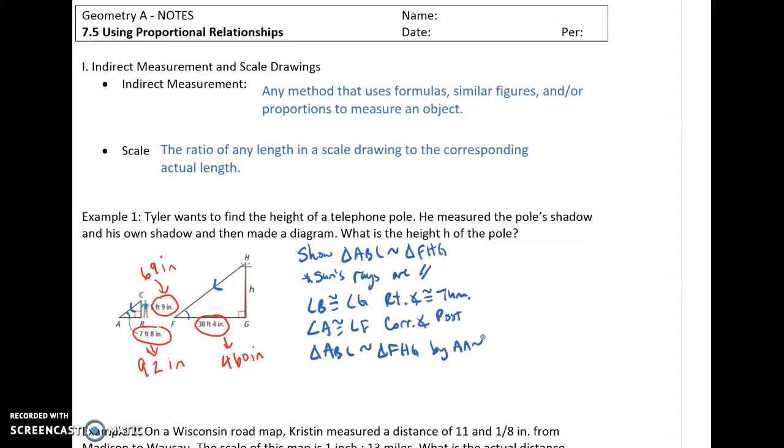Again, it's because I didn't see keywords like scale, model, or similar in the problem. If I saw those, I wouldn't bother with that first step. Once I show that they're similar, I can now set up my proportion to solve.